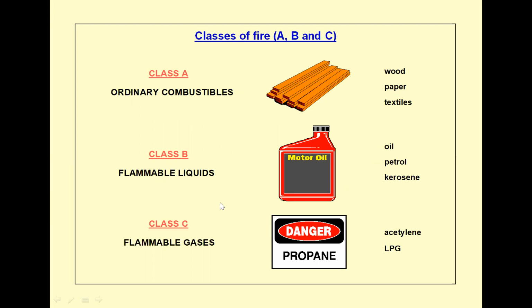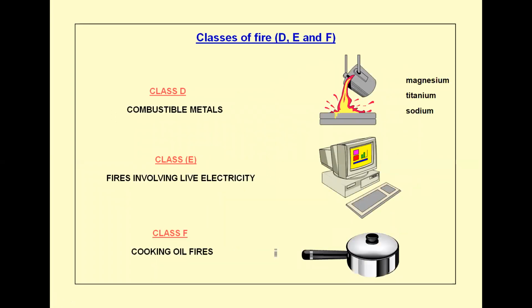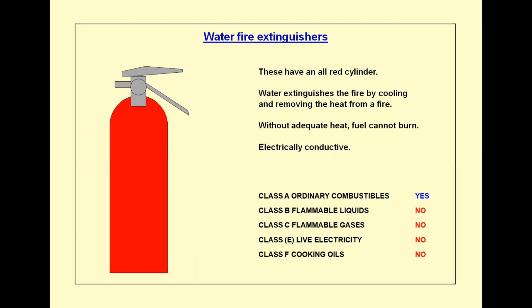Class C is flammable gas like LPG, LNG, methane, ethane, propane, all will come under class C. Now we'll see what is class D. Class D fire involves combustible metals like magnesium, titanium, and sodium. Class E fires are those fires which involve live electricity. Class F is those fires which involve cooking oil. Now we will see what are all the fire extinguisher mediums.